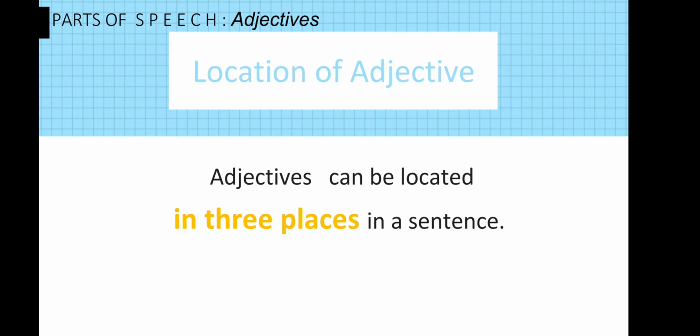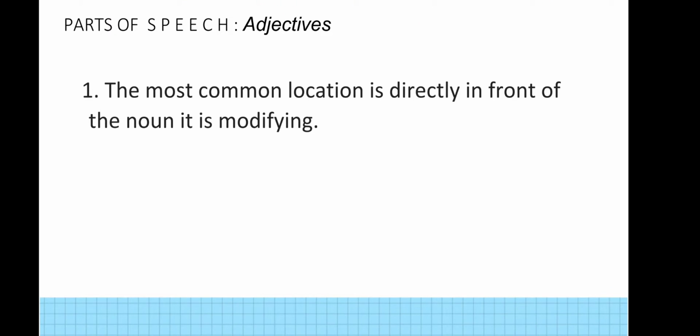Adjectives can be located in three places of a sentence. The most common location is directly in front of the noun it is modifying. That is the very easy spot for an adjective in order for you to easily see it. It is usually or commonly in front of the noun it is modifying.